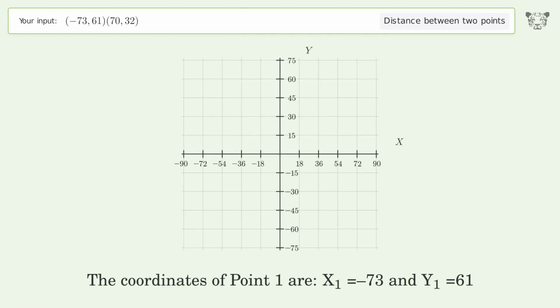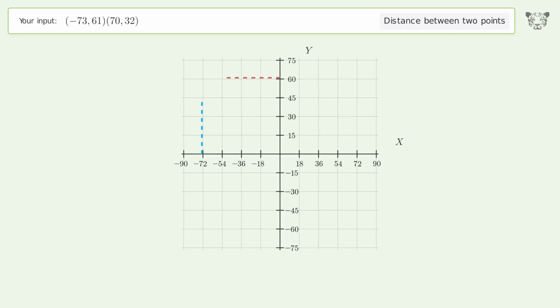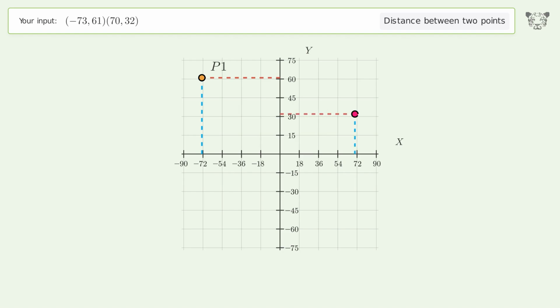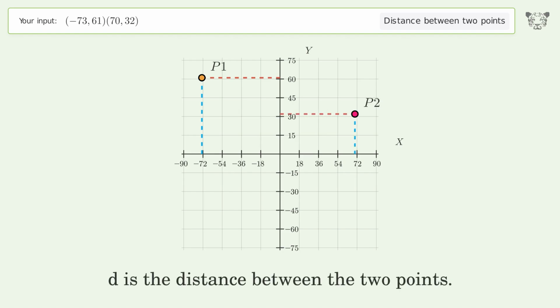The coordinates of point 1 are x1 equals -73 and y1 equals 61. The coordinates of point 2 are x2 equals 70 and y2 equals 32. D is the distance between the 2 points.